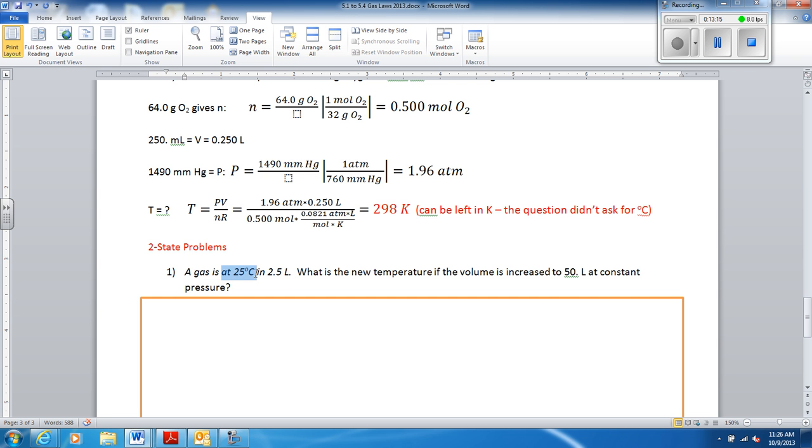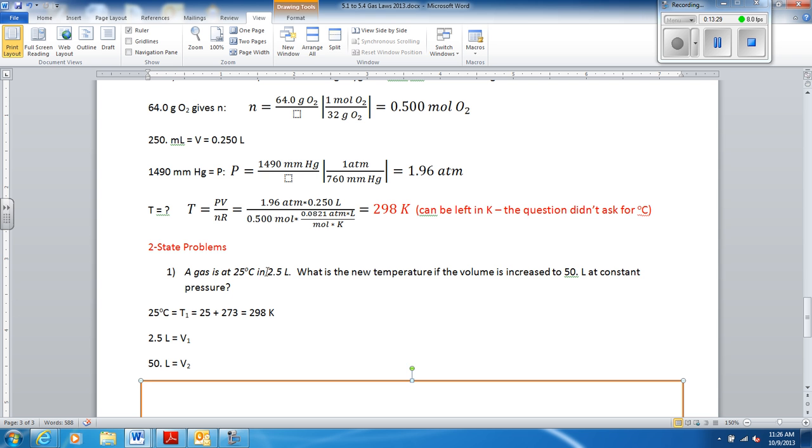So we have a temperature and a volume, and a new temperature and a new volume. Notice volume was twice, temperature was twice. We're dealing with a two-state problem. Let's identify what all of our variables are. First, we have 25 degrees Celsius, and the gas was at 25 degrees Celsius, so that would be our initial temperature. And that gas is in 2.5 liters. That's our initial volume. Note, I changed the temperature to Kelvin. You have to always change temperature to Kelvin.